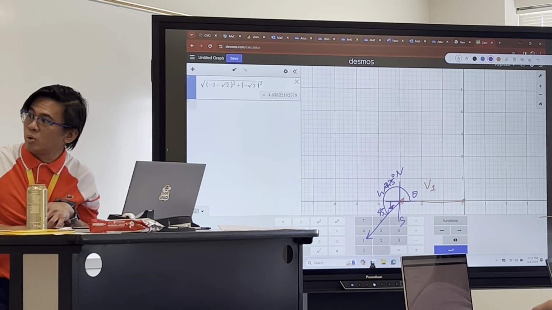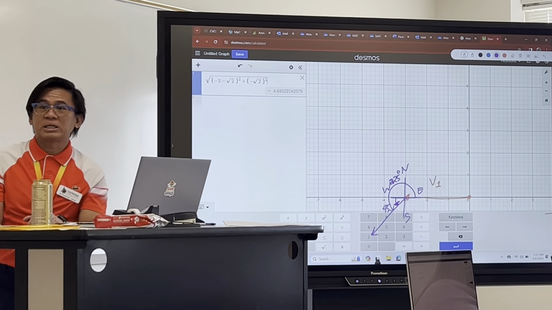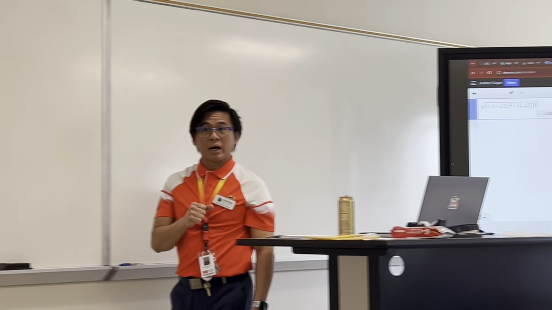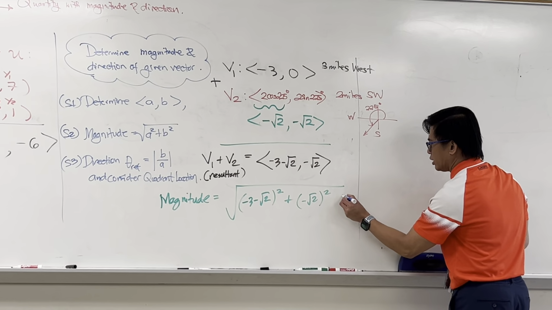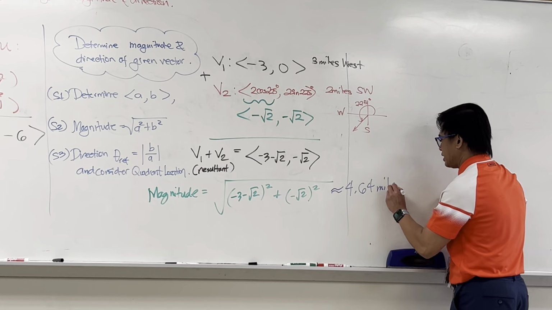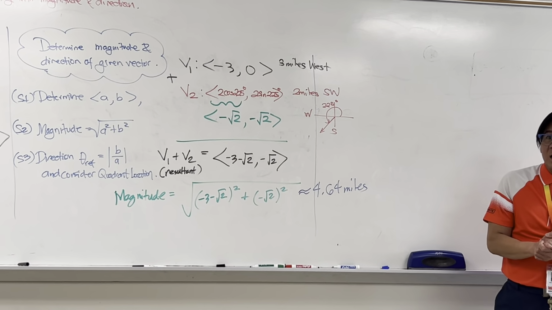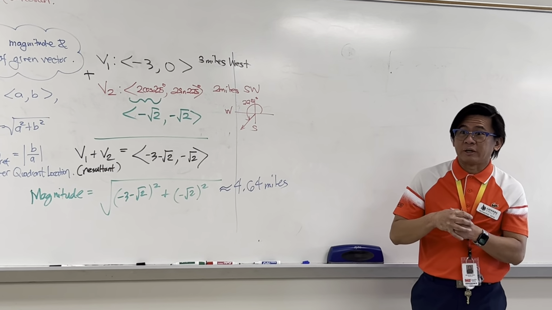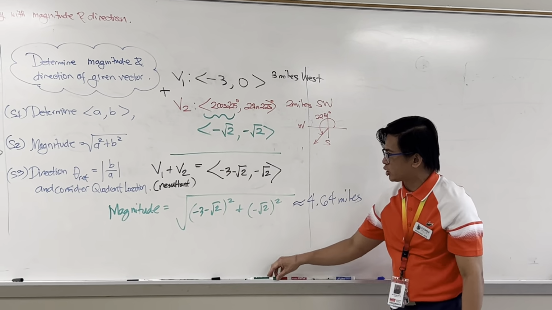Okay, so approximately we got the answer in here as such. What's this? 4.64 approximately. All right, so this is approximately 4.64 miles. That's the distance traveled. However, what's the direction for such? So let's put it in here to get the direction.